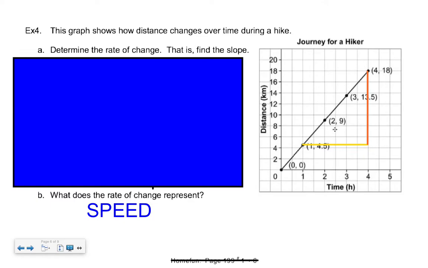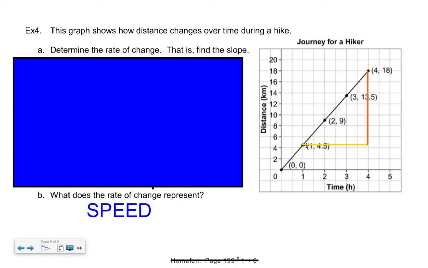So I chose that point, but I could have done it from here to here. I could have done the whole thing. I just wanted to show you the example to make sure you get how to do it this way, because there's times where we're going to do lines later on that don't even cross through 0, 0. And I want to make sure you know how to work with those.